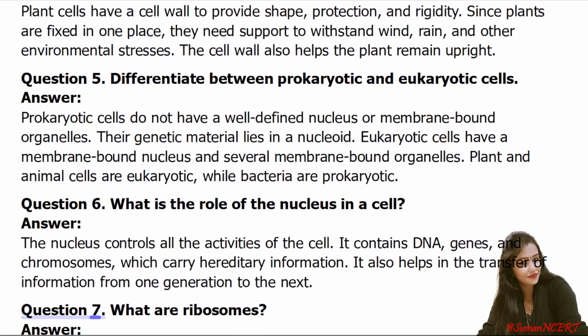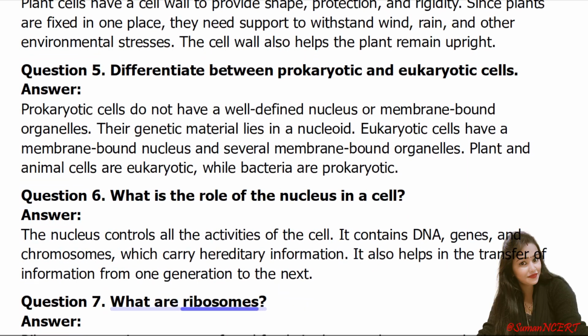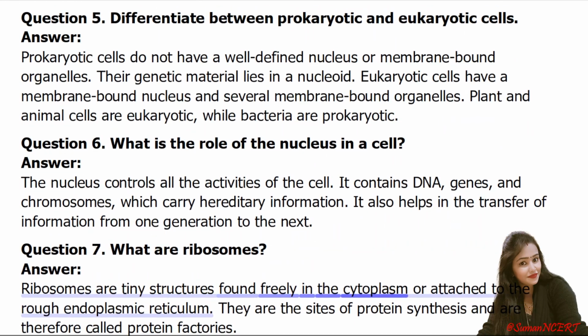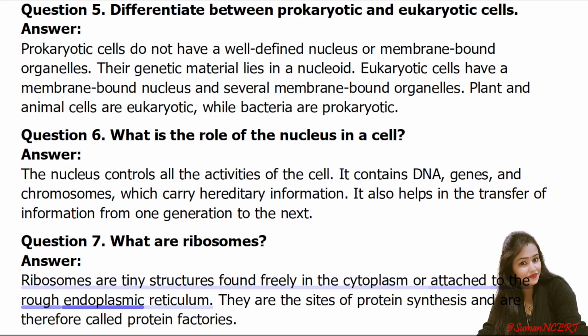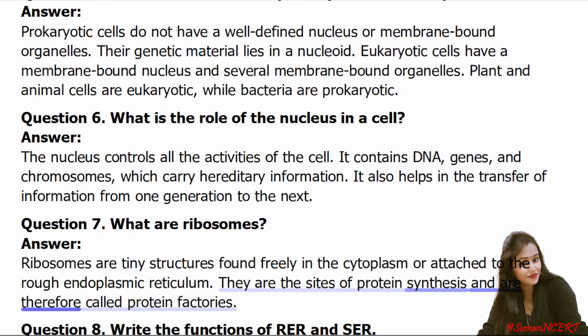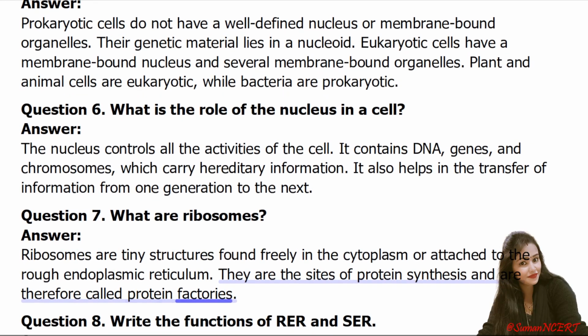Question 7. What are ribosomes? Answer: Ribosomes are tiny structures found freely in the cytoplasm or attached to the rough endoplasmic reticulum. They are the sites of protein synthesis and are therefore called protein factories.